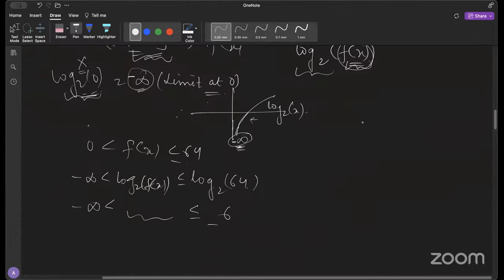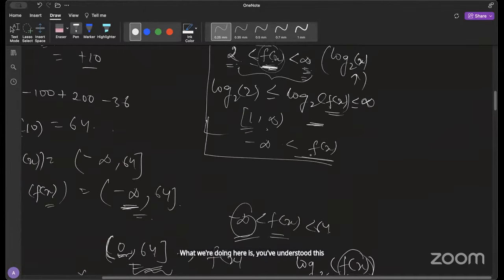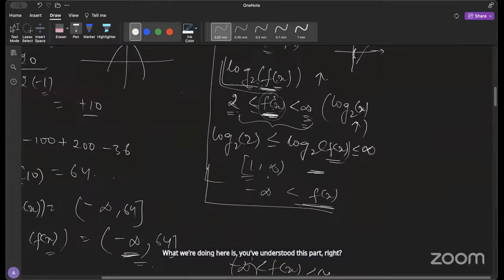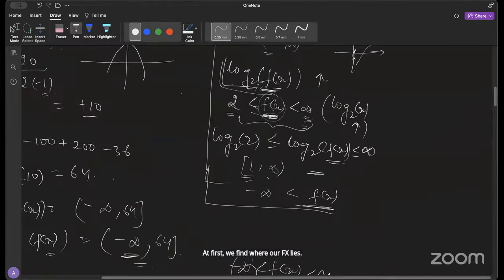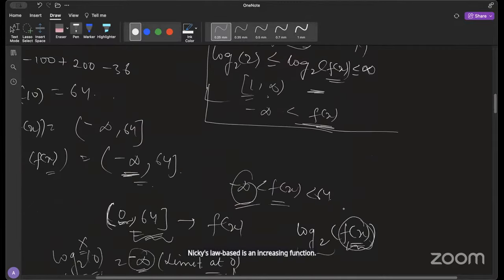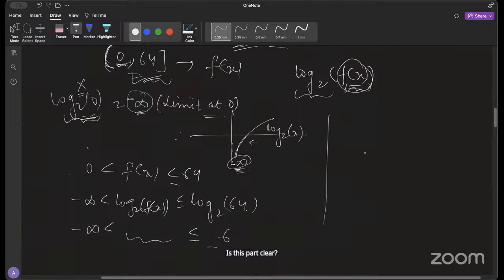What we're doing here is, you've understood this part, right? That first we find where our f(x) lies. First the range of f(x), and then we apply log base 2 to it on both sides, because log base 2 is an increasing function. Is this part clear? Yes, ma'am. So for f(x) we had minus infinity to 64.